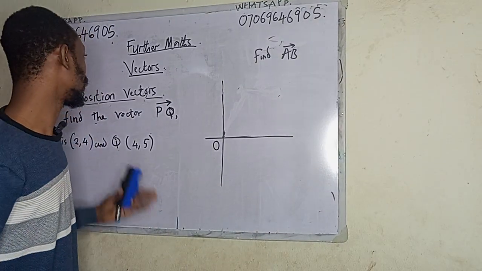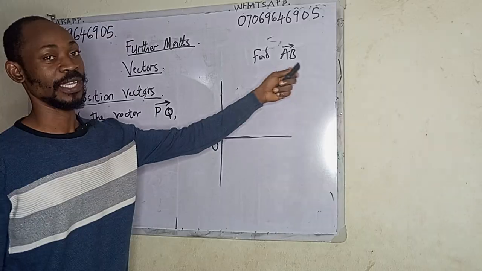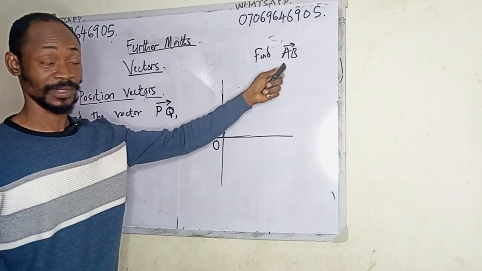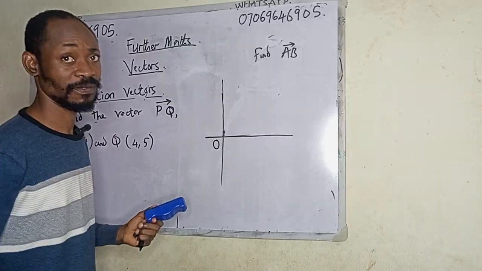Okay, so welcome to the second part of position vectors. The question might come like this: find vector AB. It's always written like this, more like find the line AB. So how do we solve this?